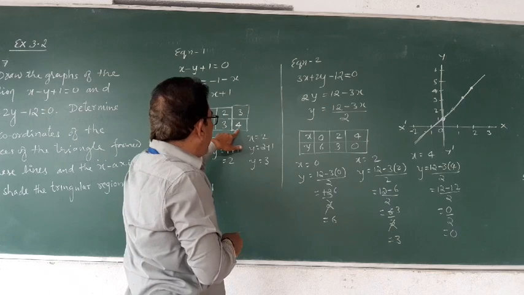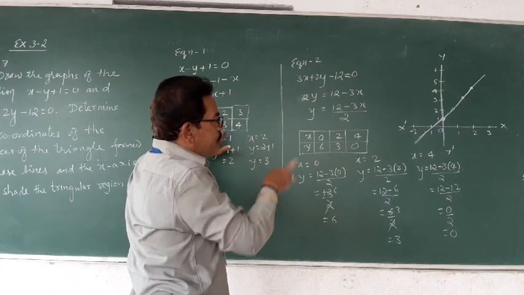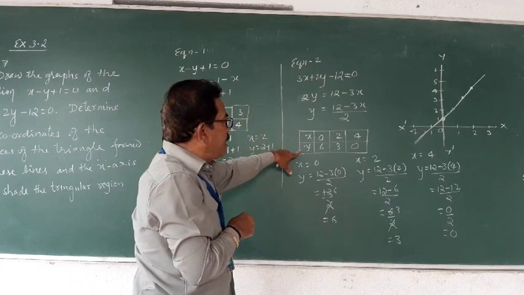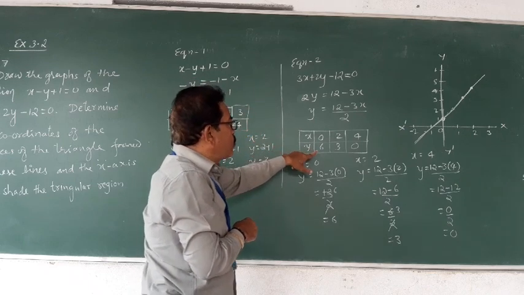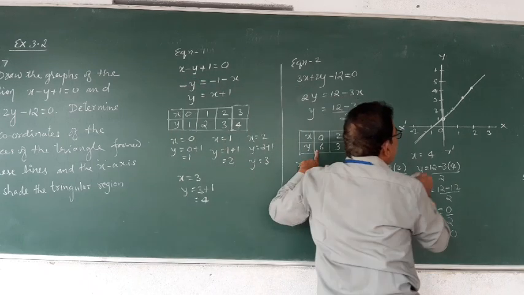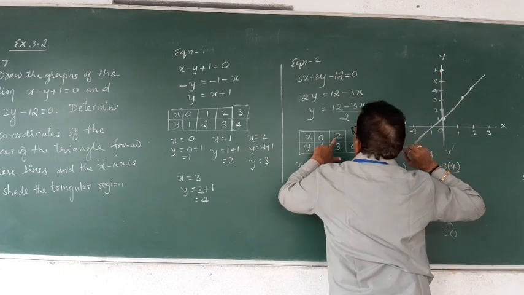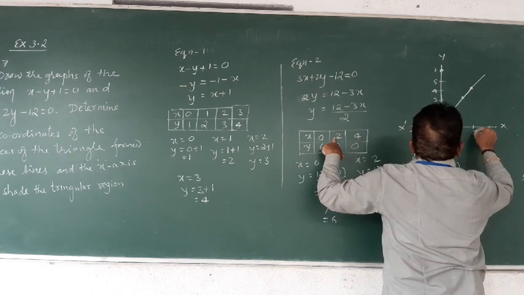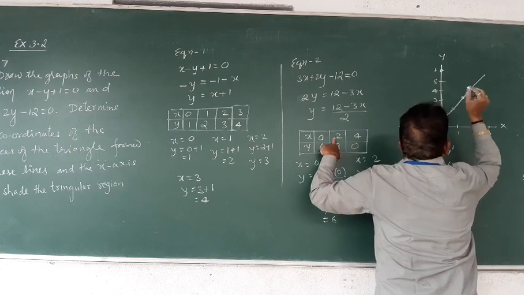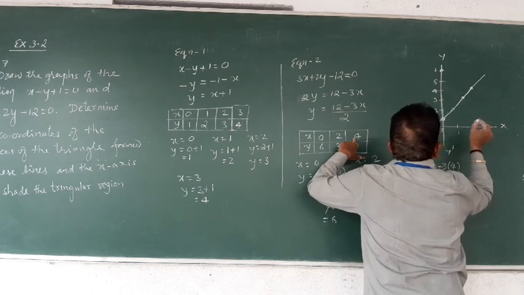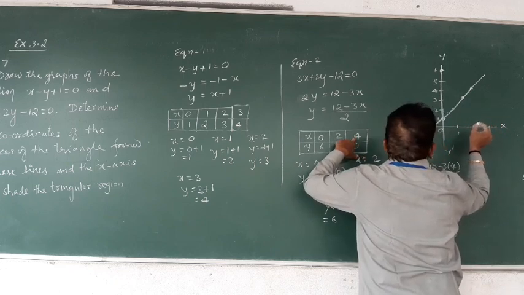After getting the straight line for the linear equation in two variables, let us plot the second one. X equals 0, y equals 6. Then x equals 2, y equals 3. Then x equals 4, y equals 0.